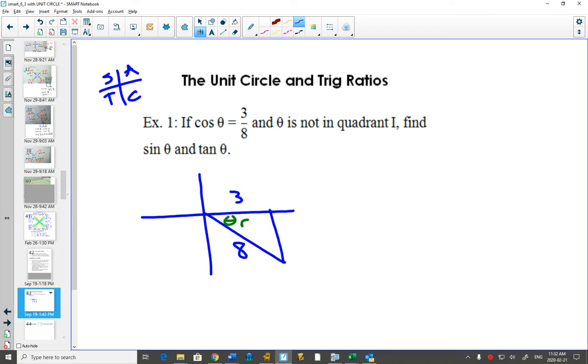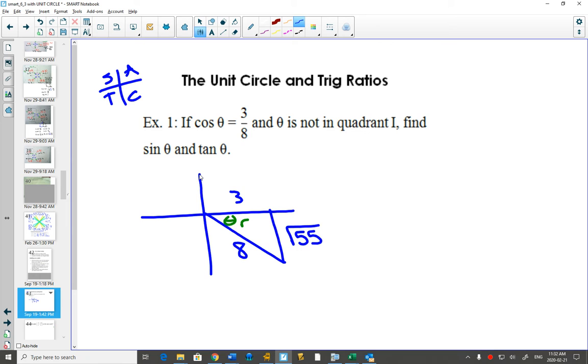You can now do a squared plus b squared equals c squared. Again, you will get really good at this in your head. What's this side? Square root of? No, close. Close again. Not 73. You're adding, but you have the hypotenuse. Hint, hint, hint. 55. Because what's 64 minus 9? Yes, because you have the hypotenuse.